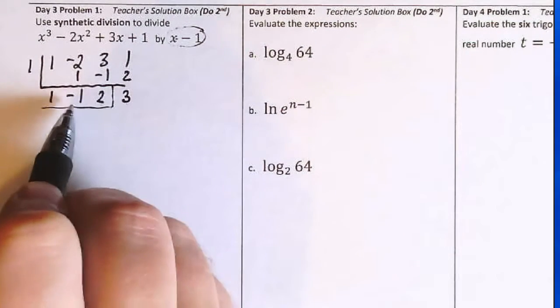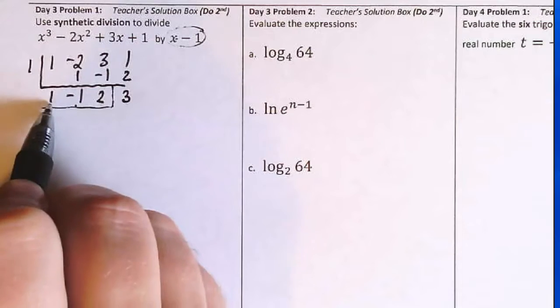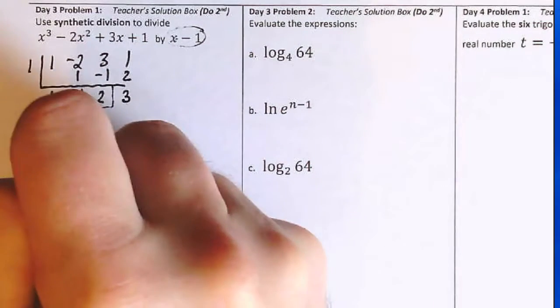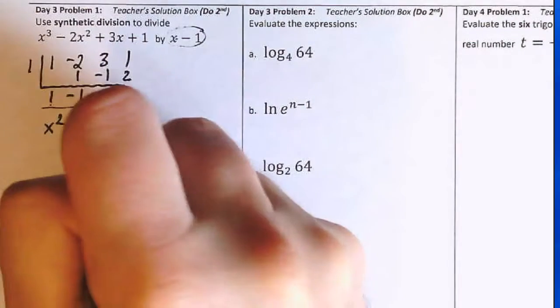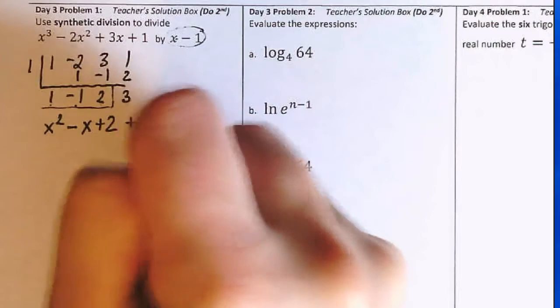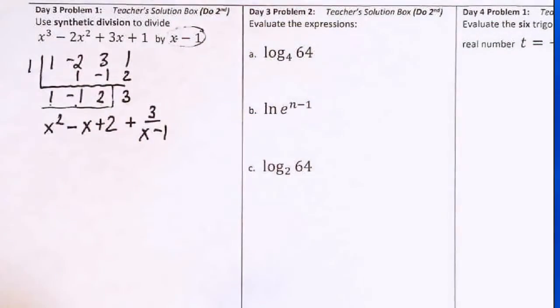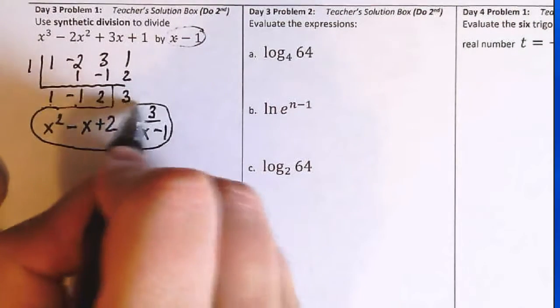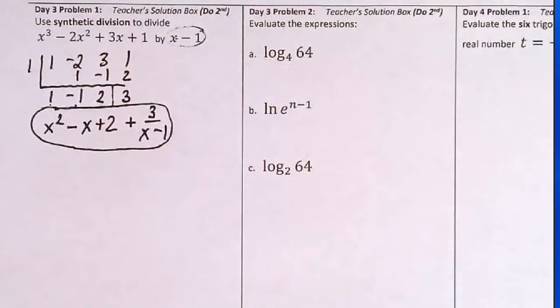Here's the constant, here's the coefficient of x, here's the coefficient of x squared. So the answer is 1x squared minus 1x plus 2, and now the remainder is plus 3 over x minus 1. So here is our answer to that polynomial division problem using synthetic division.